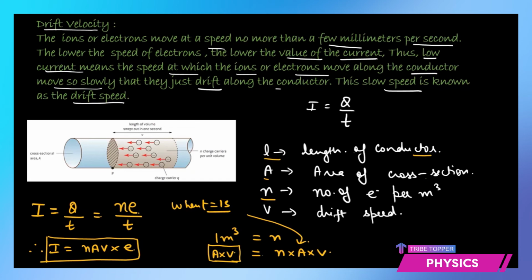Sometimes you might see this formula in your data booklet to be I is equal to nAQv. They just replace the electron charge with a charge Q, so that this is applicable not only to electrons, but if it is ions flowing, any charge flowing, the formula would be the same. So it's nAQv. This is the relation of the current with the drift velocity.